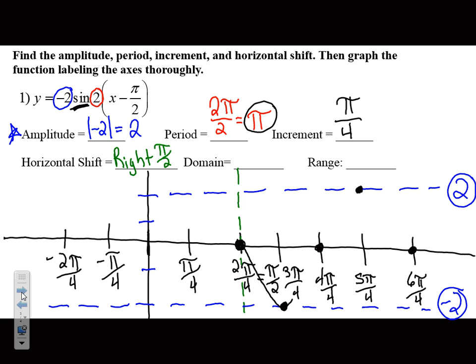Now I can connect them. Put my arrow at the end. Now I'm going to go the other way. Since it's negative, I'm going to go up or to the top. When I go to the left, now I have to go back to the middle.